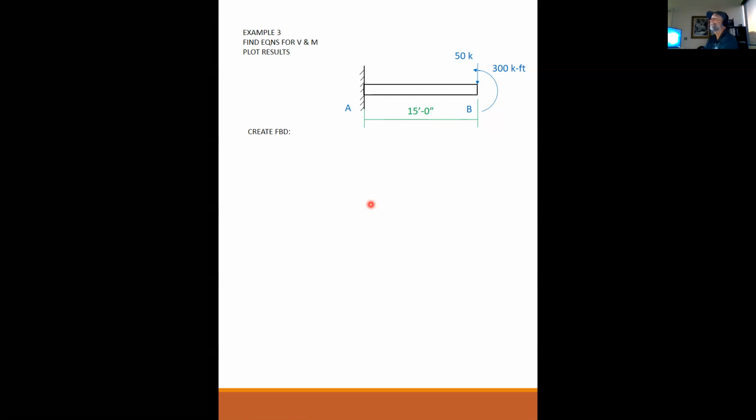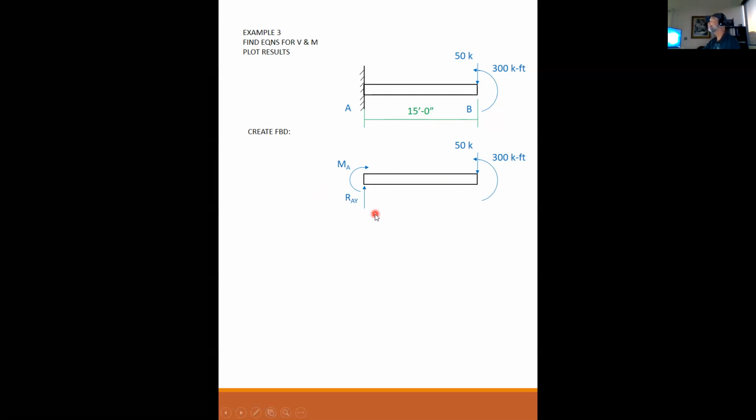What do we always do first? Find reactions. Thank you. So here's my free body diagram. I have my applied loading, and I have my assumed reactions.